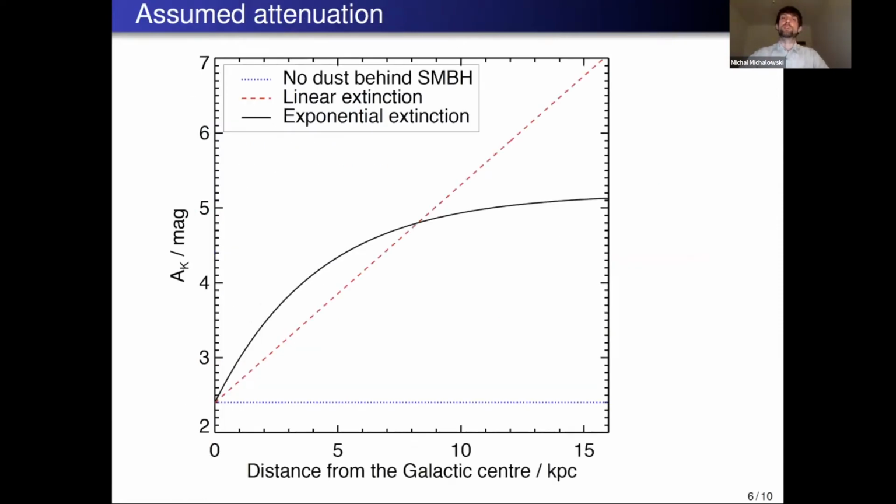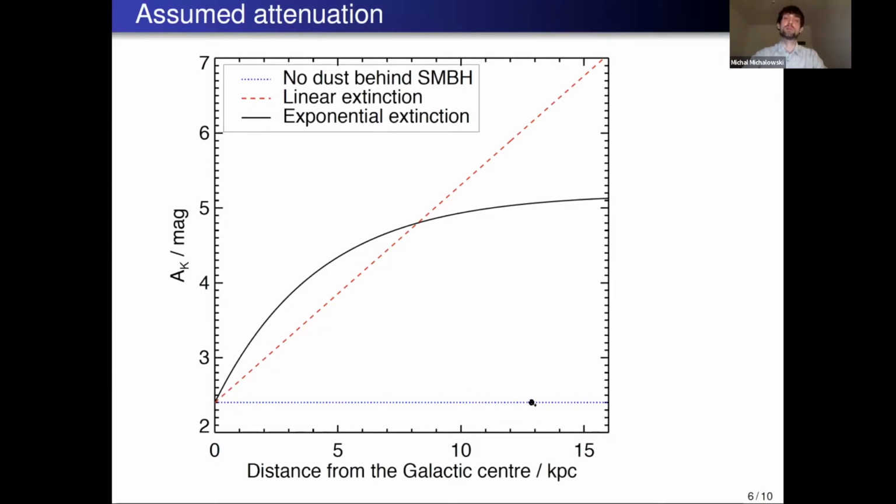For dust attenuation, we assumed 3 different options. So a very optimistic case here. So this is dust attenuation as a function of distance from the galactic center. The very optimistic case is that there is basically no dust behind the supermassive black hole. So it's very optimistic and not realistic.